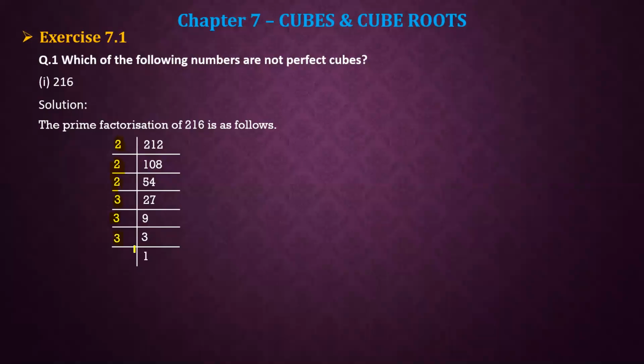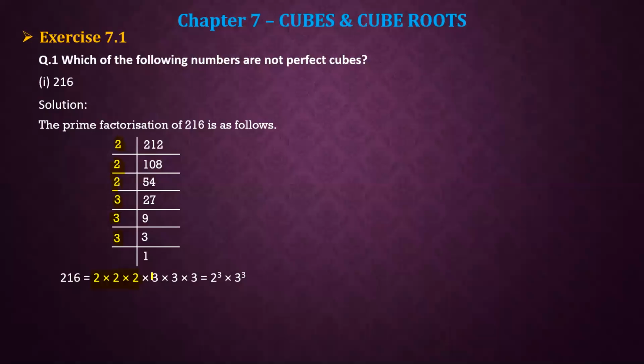If we write 216 in proper form, we can write it like this: 2 into 2 into 2 into 3 into 3 into 3. That means we can express that number in prime factors. If we observe all these prime factors very carefully, then 2 is the first prime factor, and it is repeated 3 times. You can easily see that: 1, 2, 3. So it is repeated thrice.